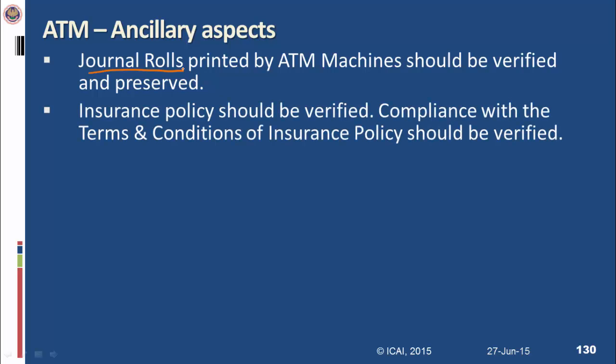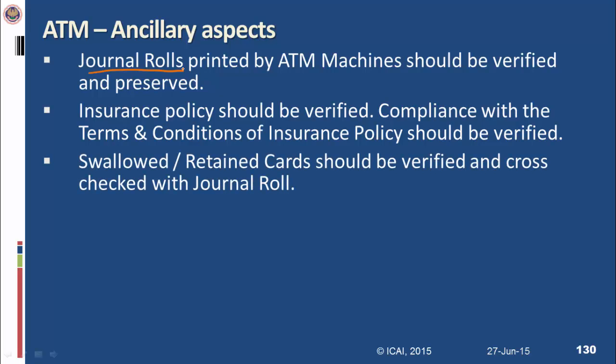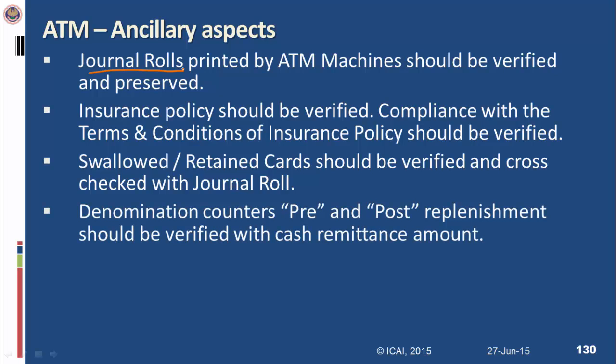Insurance policy should be verified, and compliance with the terms and conditions of the insurance policy should be verified. Swallowed or retained cards should be verified and cross-checked with the journal roll, whether the numbers are matching with the journal rolls. Denomination counters, that is pre and post, should be verified.